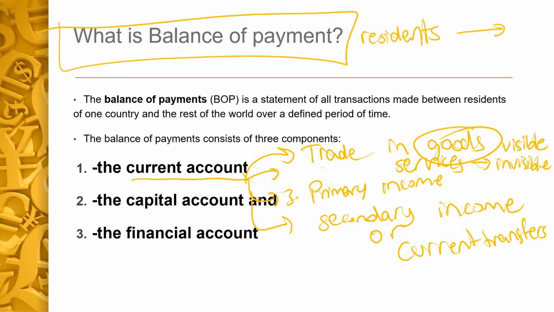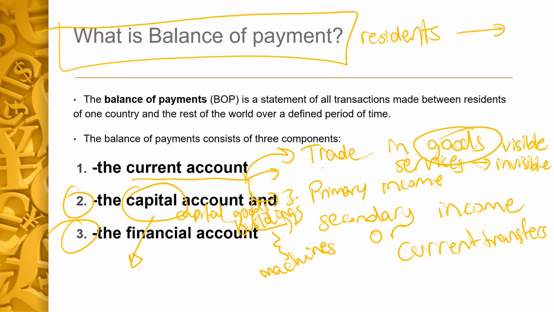Then I have something known as the capital account. So the capital account would include payments involving the sale of capital goods or fixed assets such as buildings and machinery. So it's self-explanatory. Capital, remember, is the factor of production that involves man-made resources.